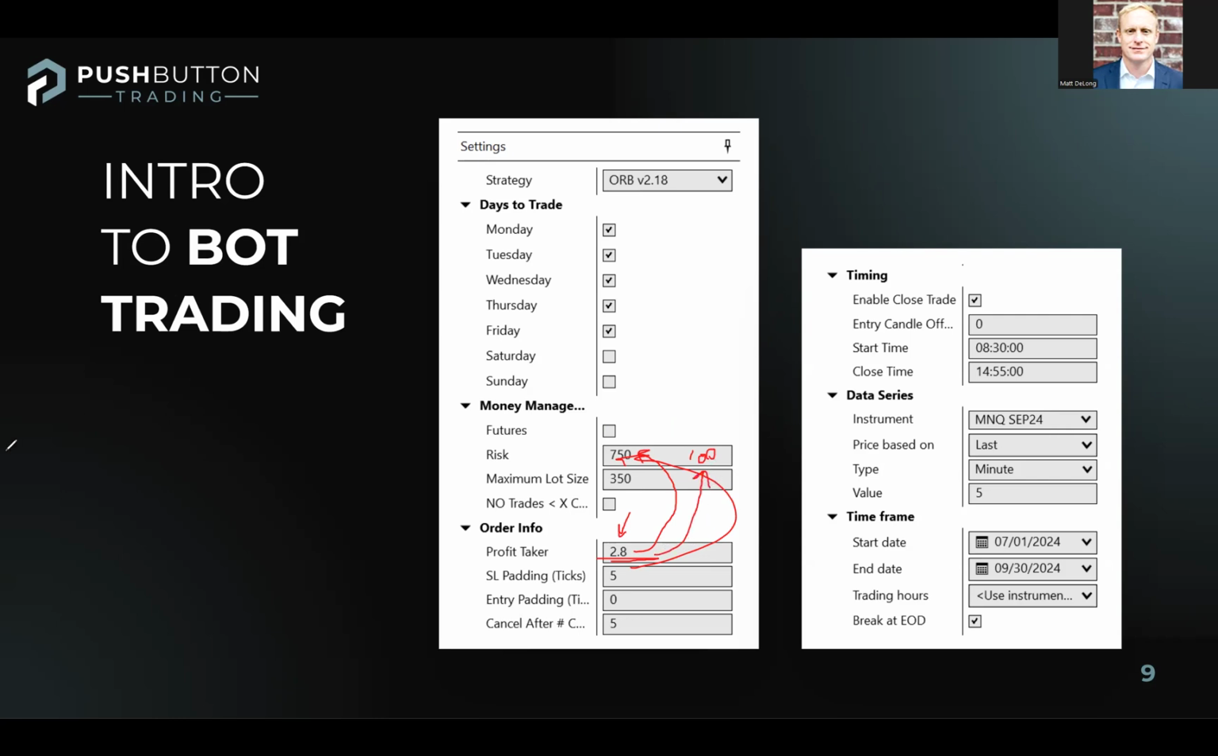That's what that means. Okay. Stop loss padding and ticks. If you're trading futures, a tick is basically 25 cents. So this represents $1.25 of padding.